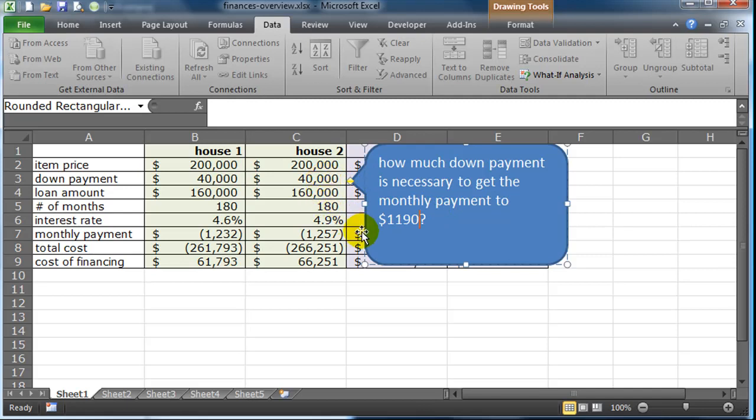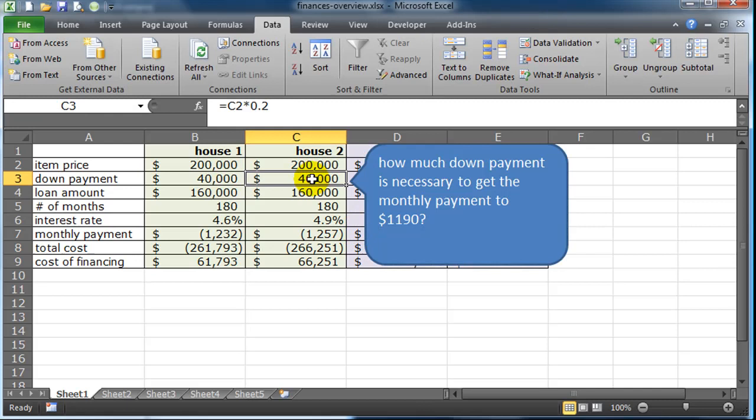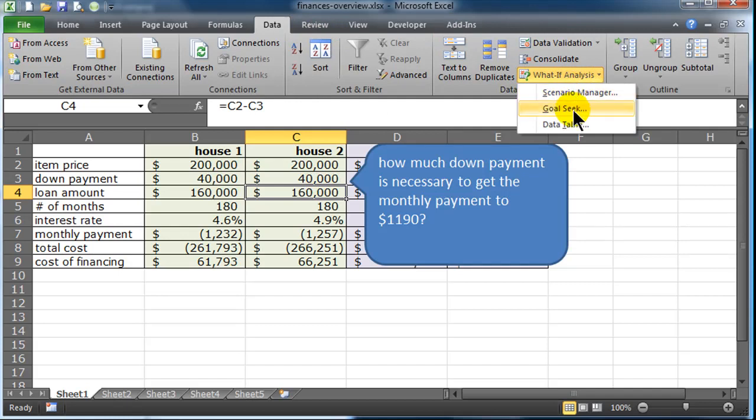Now, before I can start figuring out the right number for a cell with goal seek, I can't have a formula in here. So I need to hand type a number. I could put down 40,000. Now I've got a number hard coded in. How much down payment is necessary? Well, let's use goal seek. What-if analysis, goal seek.